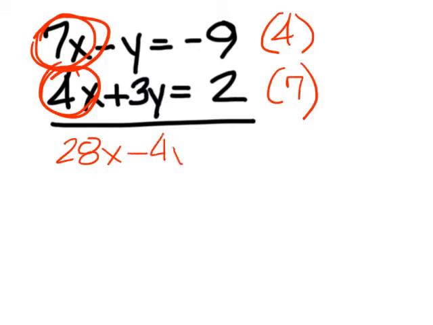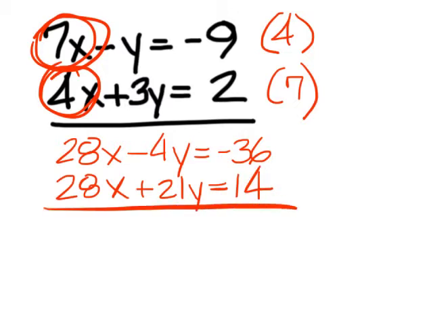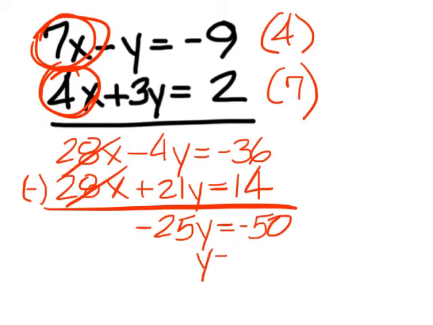28x minus 4y equals negative 36. On the bottom by 7, I get 28x plus 21y equals 14. Now they're both positive, so I subtract. 28x minus 28x is 0. Now I have negative 4y minus negative 21y, so that's a negative 25y. And negative 36 minus 14 is a negative 50. Divide by a negative 25 to get an answer of 2.